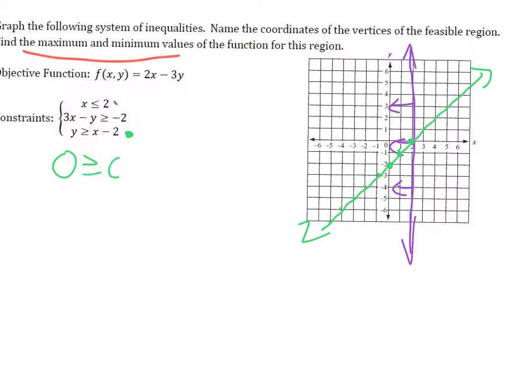So 0 then, 0 minus 2. Is 0 greater than or equal to negative 2? That's true. So I'm going to shade that way.